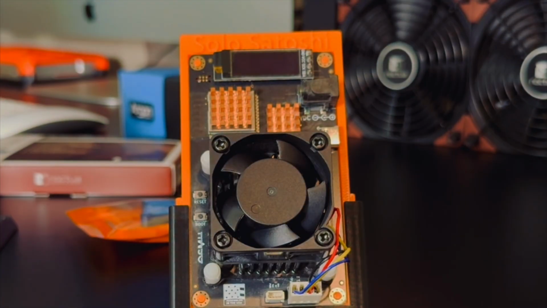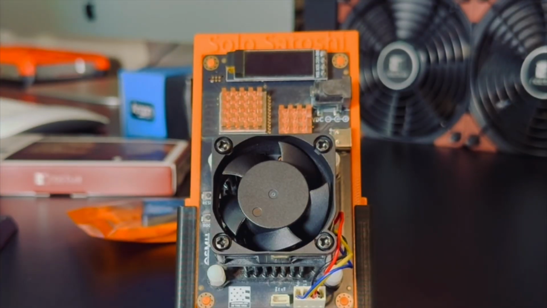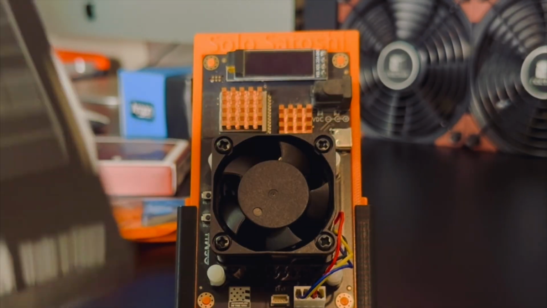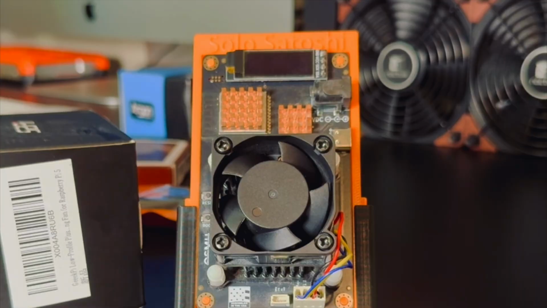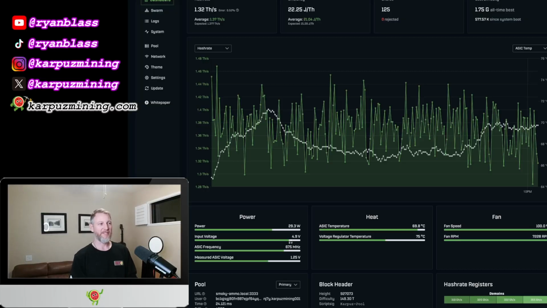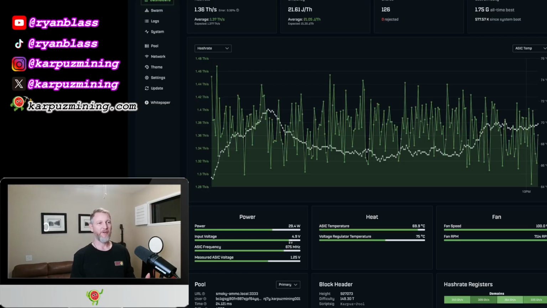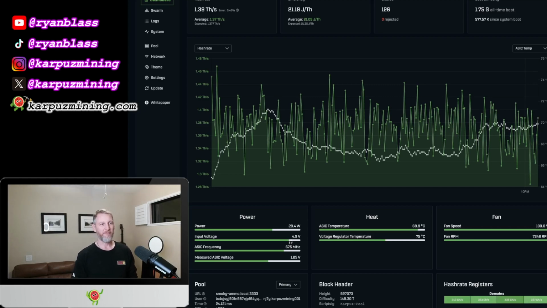So let's not waste any time. Let's plug this thing in, let's get some baseline numbers, and then let's install each of these to see which one is the winner. Let's do it. So test number one is our baseline test in stock configuration as it comes from Solo Satoshi. Now I have added a few heat sinks to the front and the back of the board, but those are gonna remain on through all three tests, so they really don't make a difference.